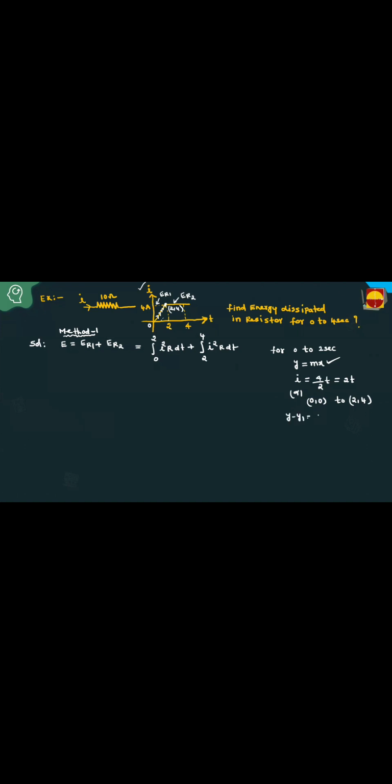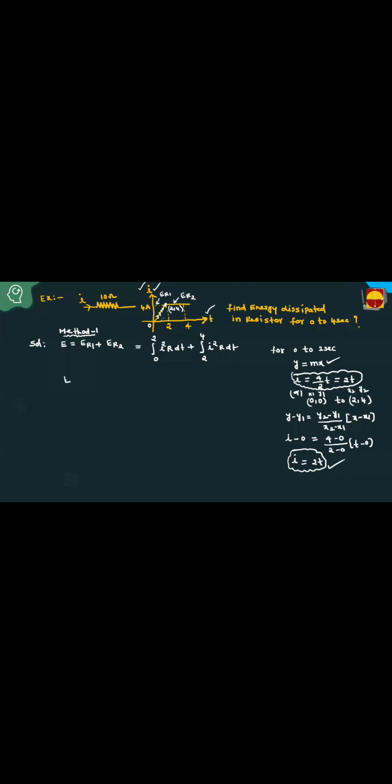y minus y1 equals y2 minus y1 by x2 minus x1 into x minus x1. On the y-axis, what you take is current, I. This is x1, this is y1, this is x2, this is y2. y1 is 0. What is y2? 4. What is y1? 0. What is x2? 2. What is x1? 0. On the x-axis, what you take is time. t minus 0. Then you find I equal to 2t. Like this also you have to find. Because the line is passing through the origin, we can apply I equal to 2t. Like this you can find y equal to mx, or using the line equation also.